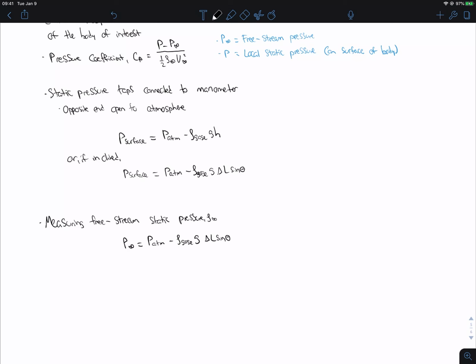Okay, so now you have that, and you should have everything that you need for this lab. If you have any questions on the theory for this lab, then let me know before we go to the lab, and I can help you out.